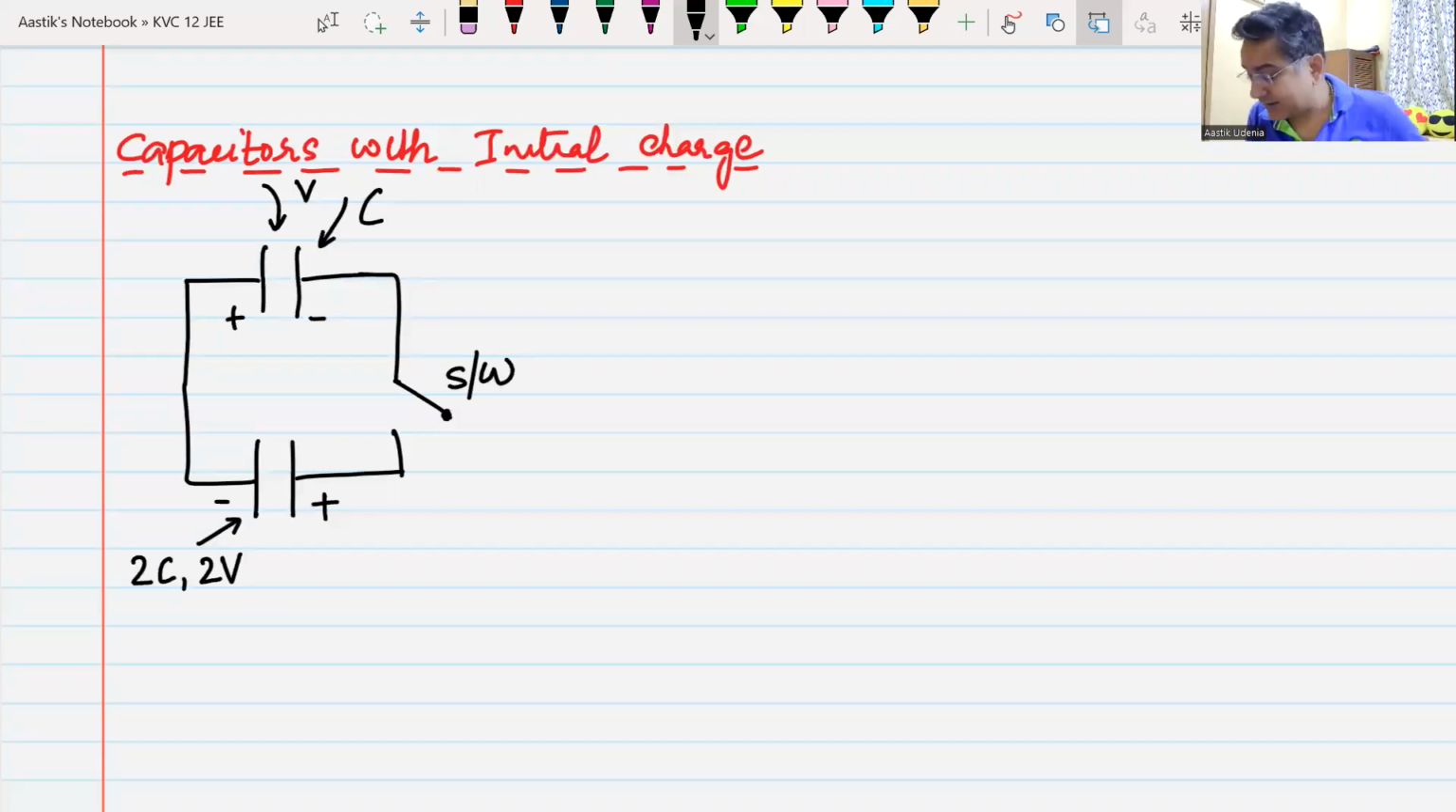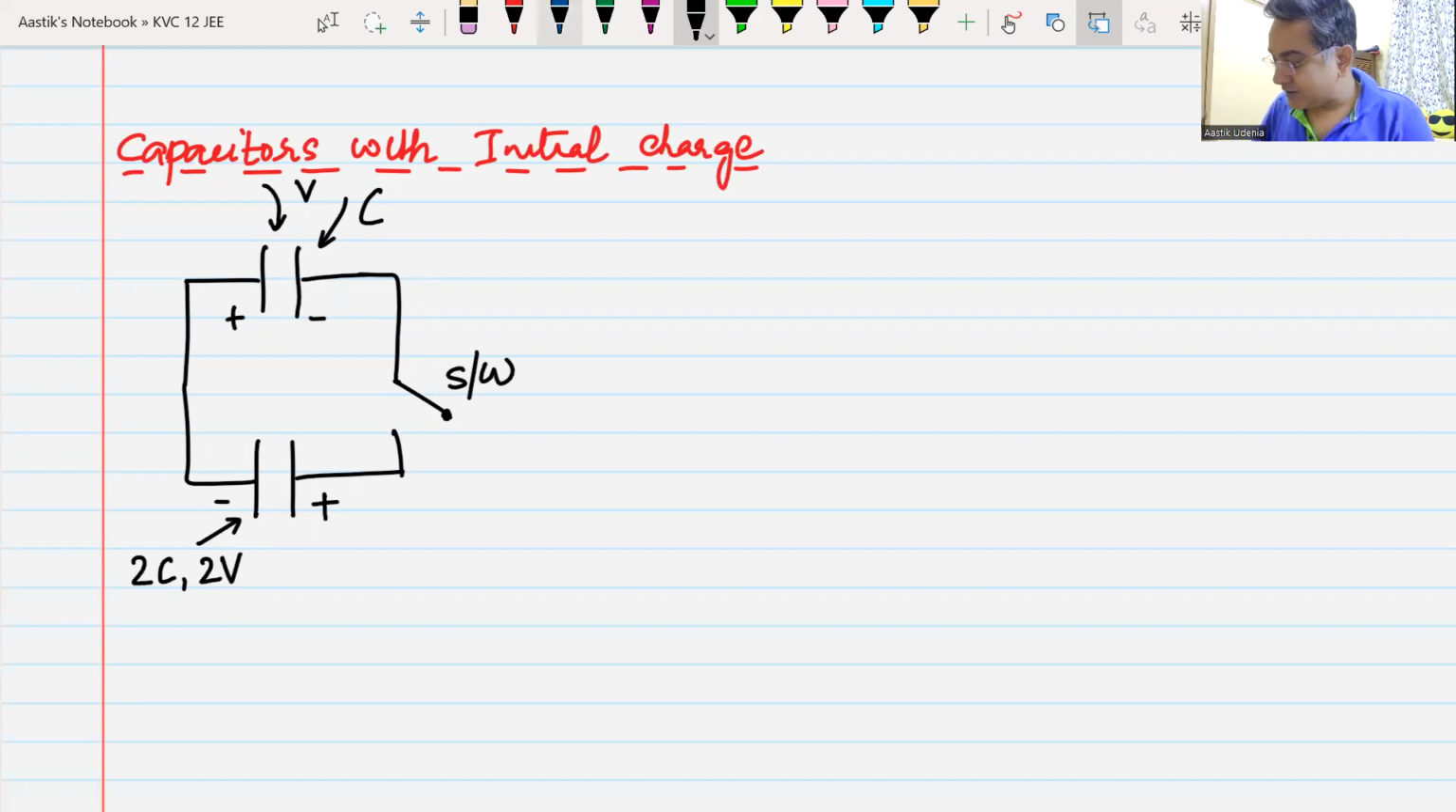So this is the case where capacitors have got initial charge. Remember, the capacitors have got initial charge. The C capacitor has been charged to a potential V, and the 2C capacitor has been charged to a potential of 2V. You have to find out the final charge on the capacitor when the switch is closed. I'll give you 2 minutes to do it. Well, let me do this for you, and I hope you will get enough material to do it before.